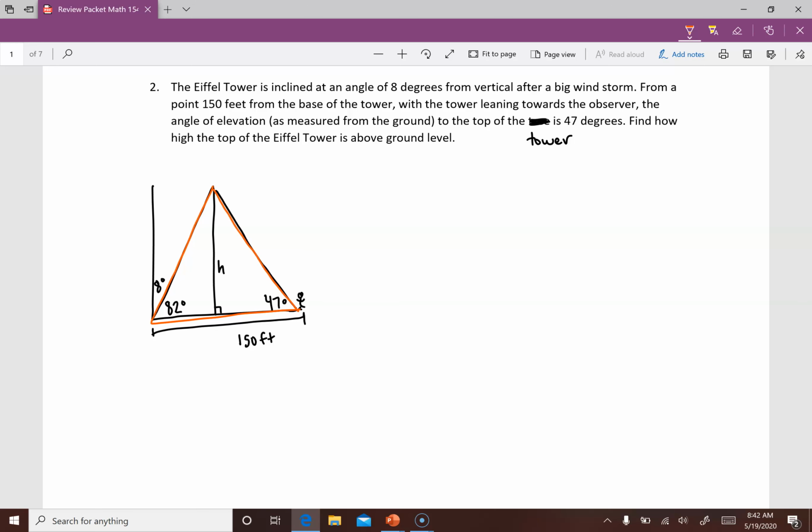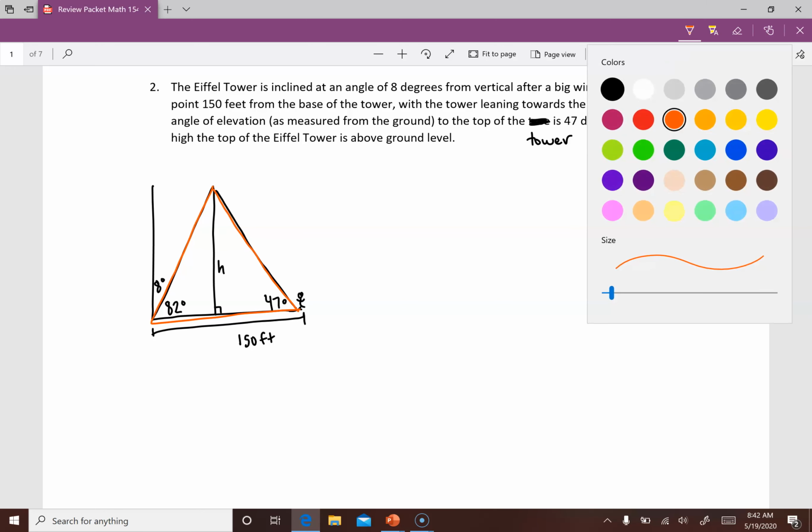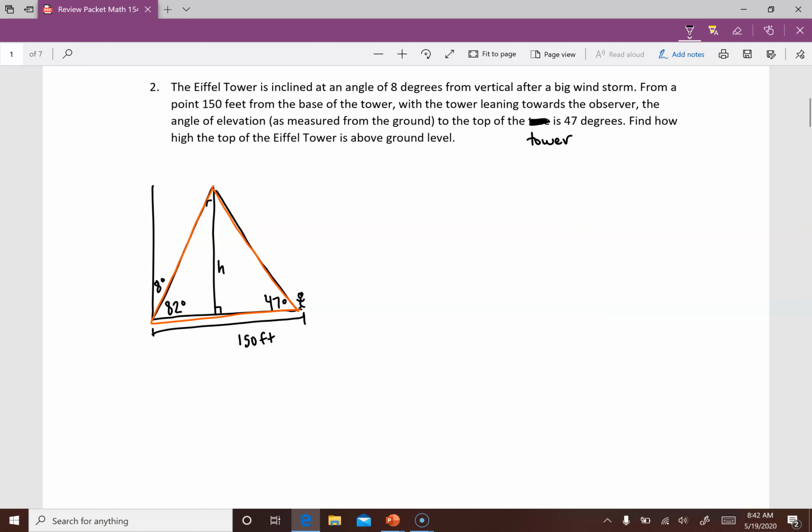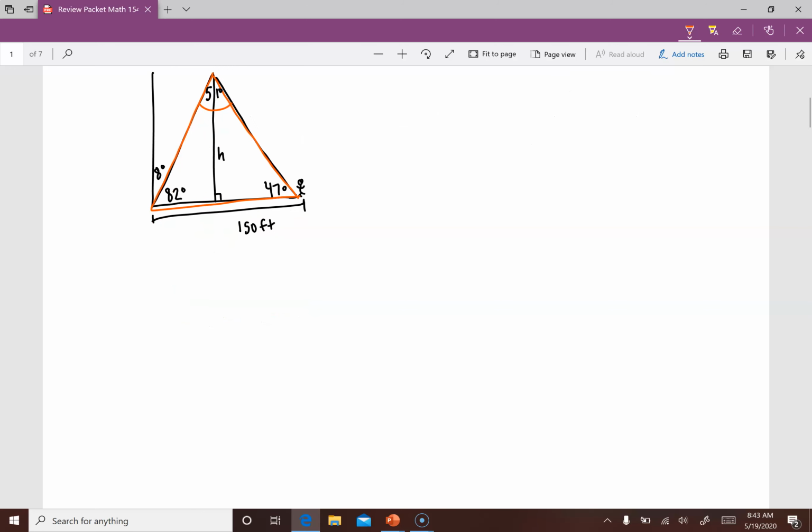So I add those two angles up and then I subtract it from 180. And I get that the angle up top here is 51 degrees. And that angle is for the entire angle right here. So really what I have is a triangle with, this is not to scale, but 82, 51, 47, and I know that this is 150 feet. So what I'm going to do now is I'm going to use the law of sines to find one of the sides of the triangle, and it totally doesn't matter.